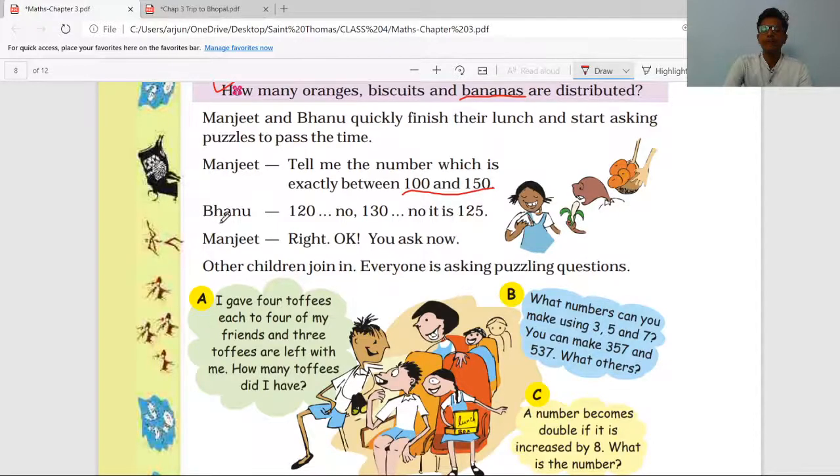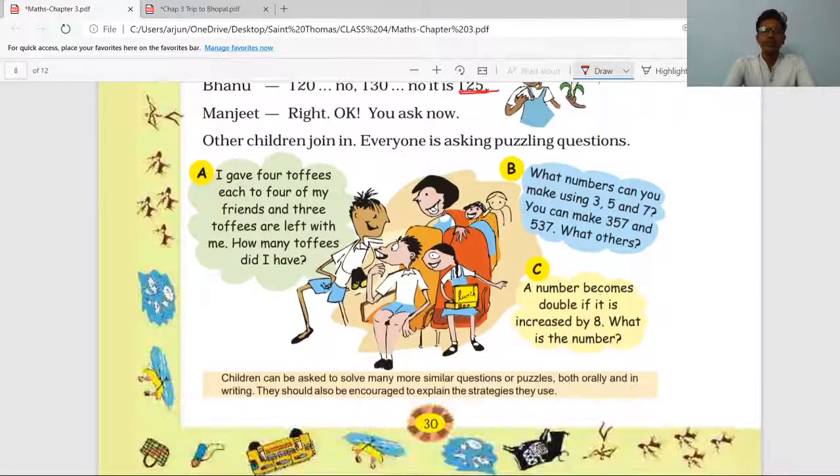One of the students, Bhanu, says 120, no, 130, no, it's 125. Yes, the exact middle number between 100 and 150 is 125. Other children say, Manjit, right, okay, you ask now. Other children join in. Everyone is making puzzling questions.